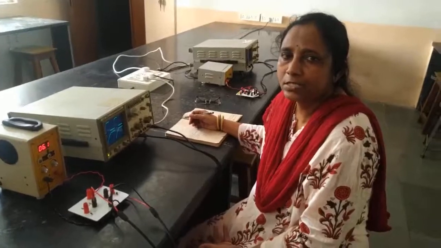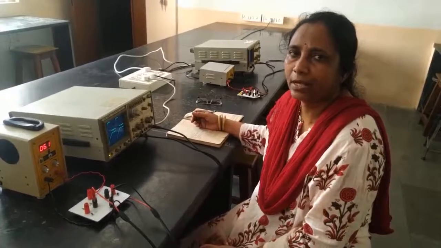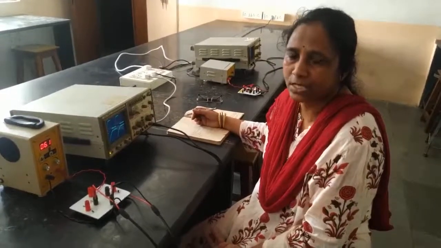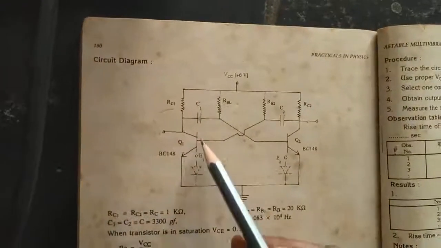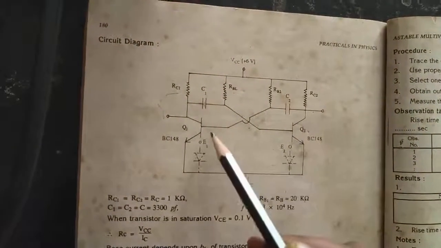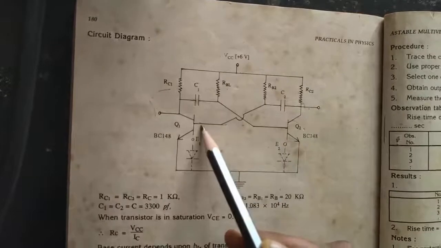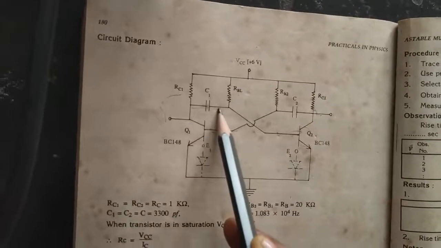These two transistors are connected to each other in such a way that the base of one transistor is connected to the collector of the other transistor and vice versa. I'll show you all these things in the diagram itself. See here, this is one transistor, this is the other. This base is connected to the collector of this transistor, and the base of this transistor is connected to the collector of this transistor.